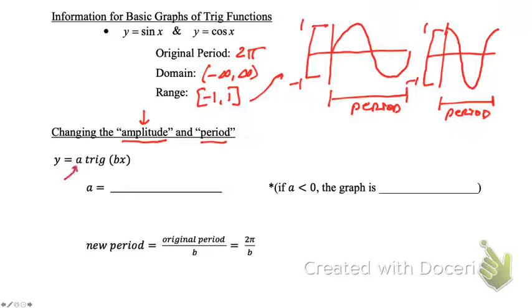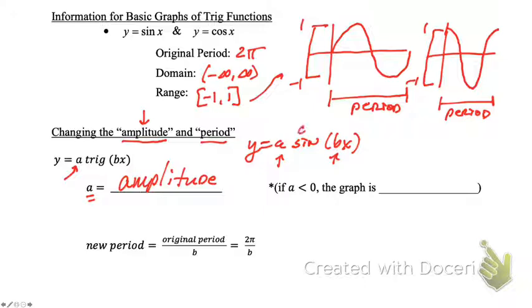The amplitude is affected by the a value. So in an equation of y equals a times the sine of bx, there are two variables we're looking at here, a and b, and this would be the same thing for cosine. The a determines the height of that wave. That's called the amplitude. And if a is less than 0, or a negative number, then our graph gets inverted.